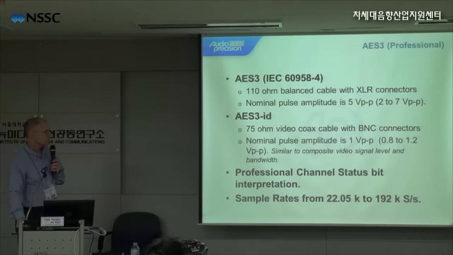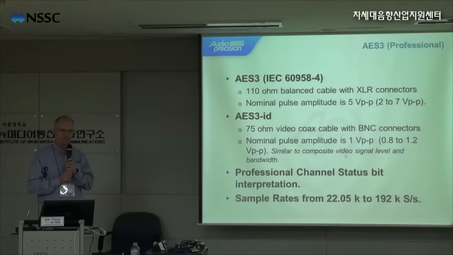The AES-3 ID uses 75 ohm video coax cable with BNC connectors on each end. It has a nominal pulse amplitude of 1 volt peak to peak, and it's allowed to vary between 0.8 and 1.2 volts peak to peak. It's similar to a composite video signal in terms of its level and its bandwidth. A composite video signal would be one that's passed on those 75 ohm coaxial connectors, like for broadcast television and so on.